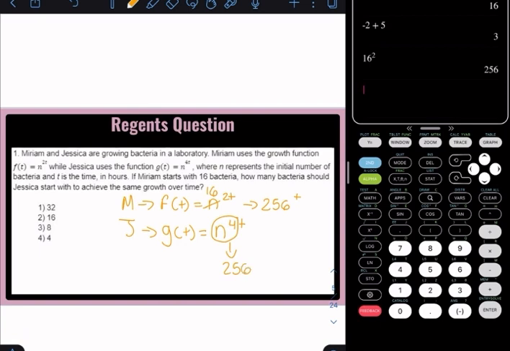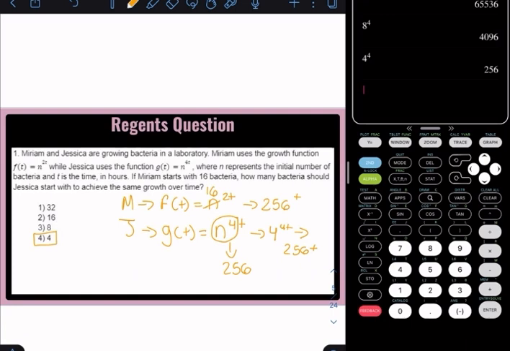So let's try the answer choices. The first answer choice would be 32 raised to the fourth power. Ooh, that's going to be too big of a number. Let's try 16 to the fourth power. Too big of a number. Let's try 8 to the fourth power. Still too big. And 4 to the fourth power. Ooh, that works out nice because 4 to the fourth power is 256, so our answer would be choice 4.